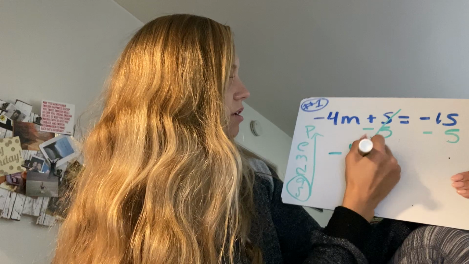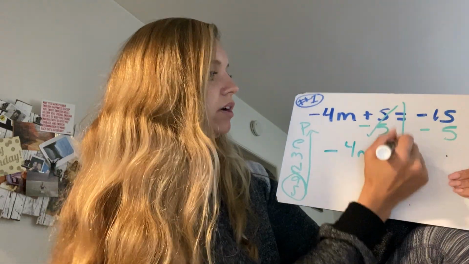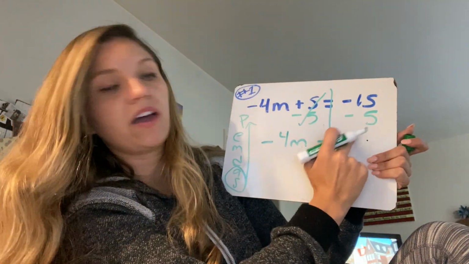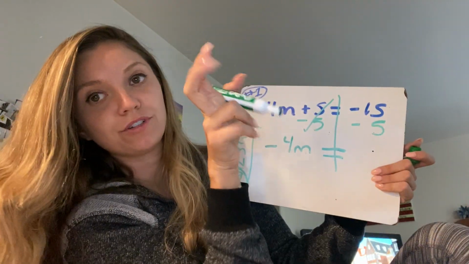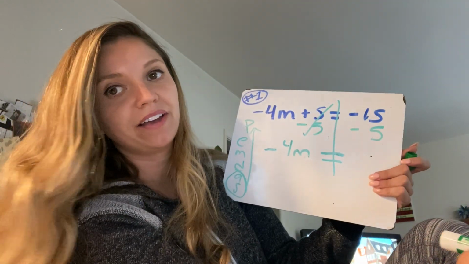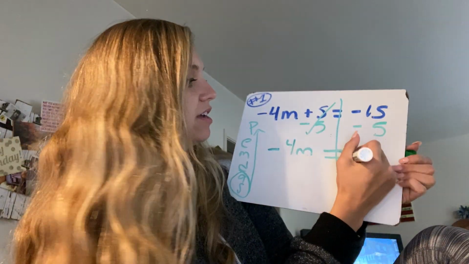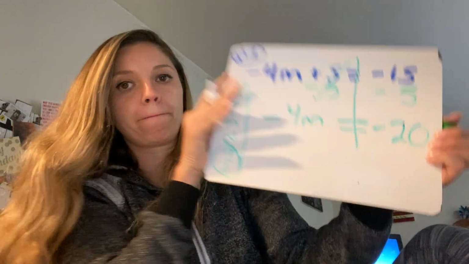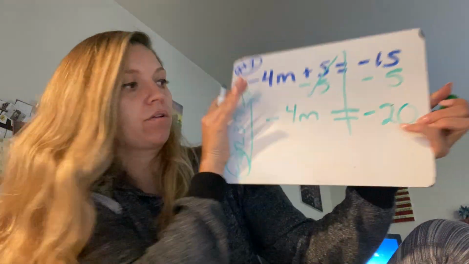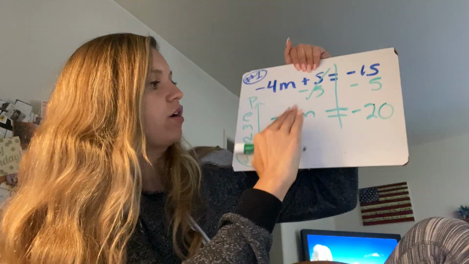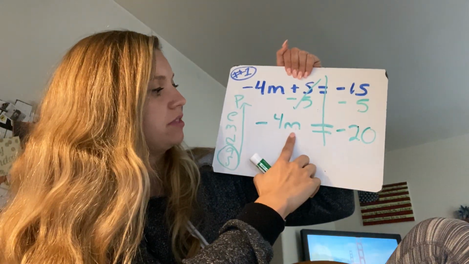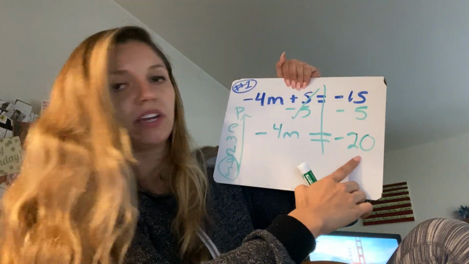Negative 4m. I'll make my organization line here. Equals negative 15 minus 5. That's 15 bad guys if we're doing good guys, bad guys, and that's 5 more bad guys. So that's a team of 20 bad guys. So equals negative 20. Okay, now here all we have left is negative 4 times m is equal to negative 20.